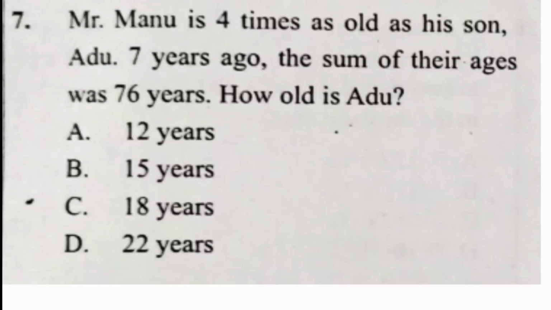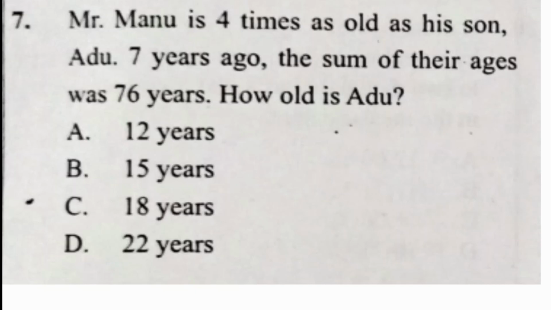Today in my study room we are solving questions 7 and 12 of the 2023 General Mathematics objective paper written by Nigeria. And question 7 reads that Mr. Menu is 4 times as old as his son, Edu. 7 years ago, the sum of their ages was 76 years. How old is Edu?